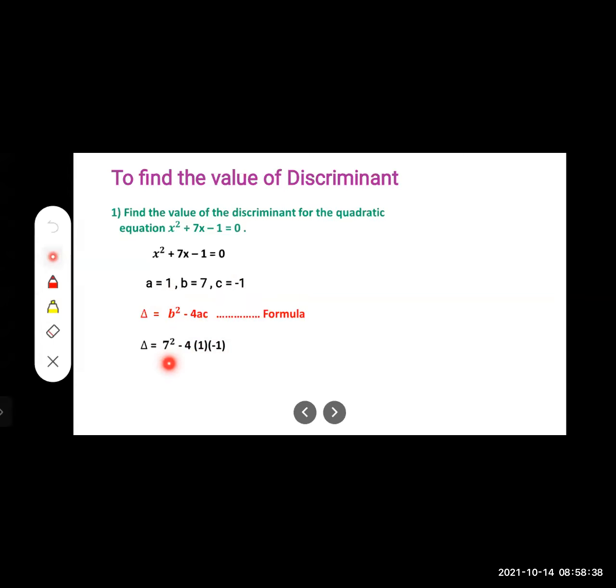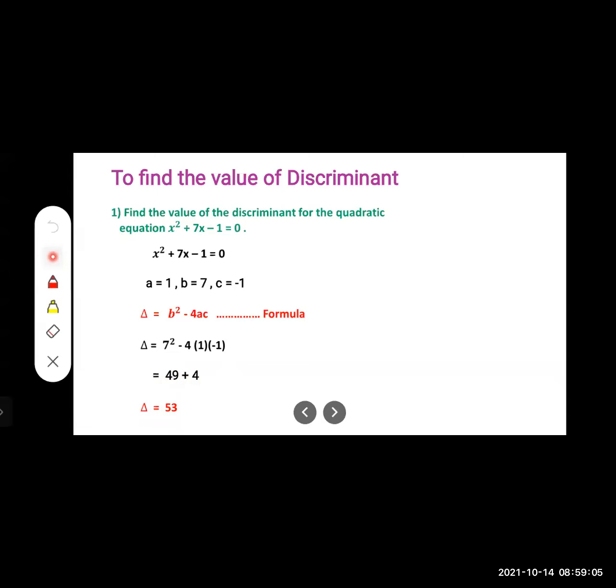Now the next step, 7 square. 7 square means 7 sevens are 49. Minus into minus becomes plus. 4 ones are 4 and 4 ones are 4, so you are getting here 4. And now you add these two numbers. 49 plus 4, you will be getting 53. So delta value 53 you are getting.